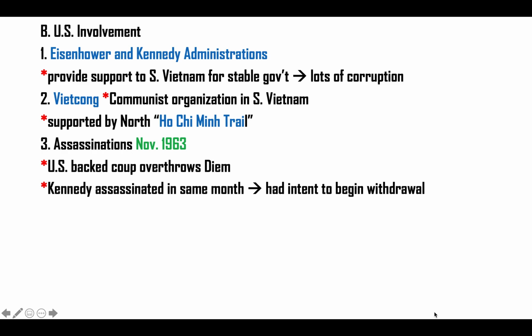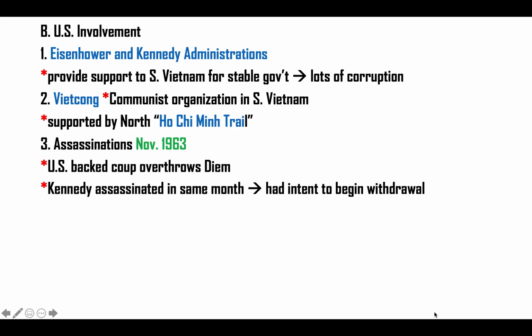Okay, that was kind of the supply routes that allowed the Viet Cong to gain possession of guns and ammo and weapons of war and such from the north and from Ho Chi Minh along this Ho Chi Minh Trail.